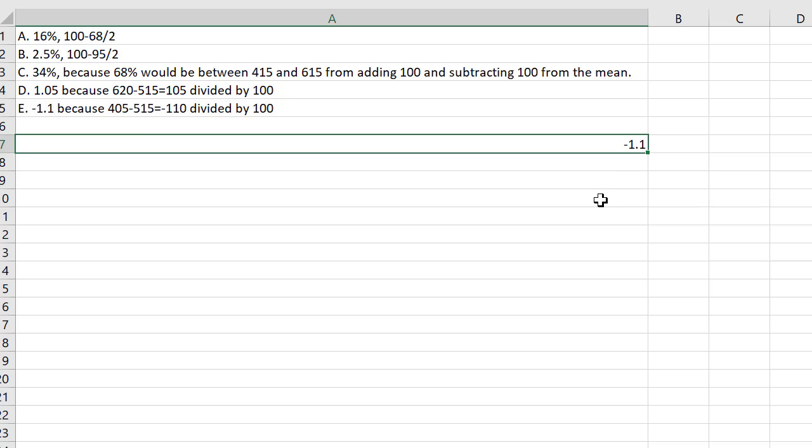So keep in mind, this is just telling you how far away the value is from the mean, standard deviation-wise. That way, we also know that if it's more than 3 in either direction, then we would consider that to be an outlier.